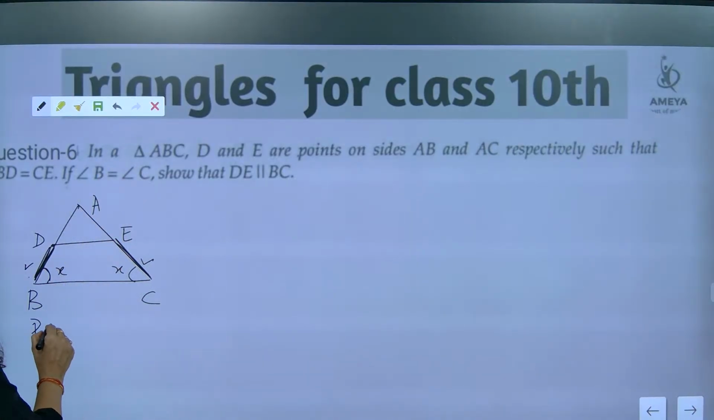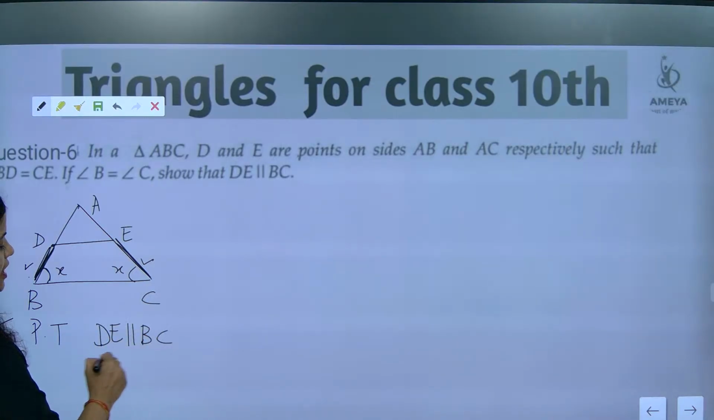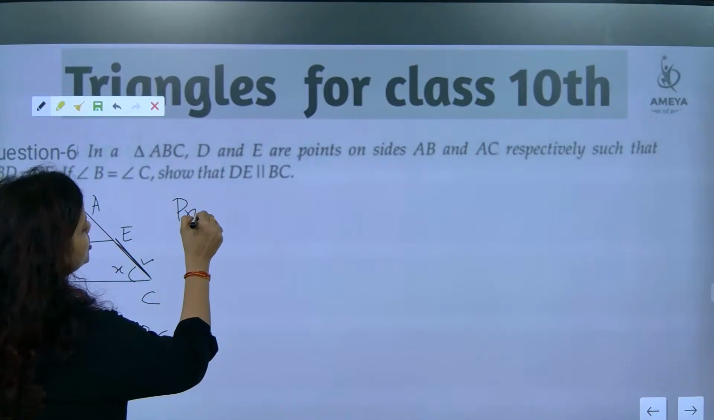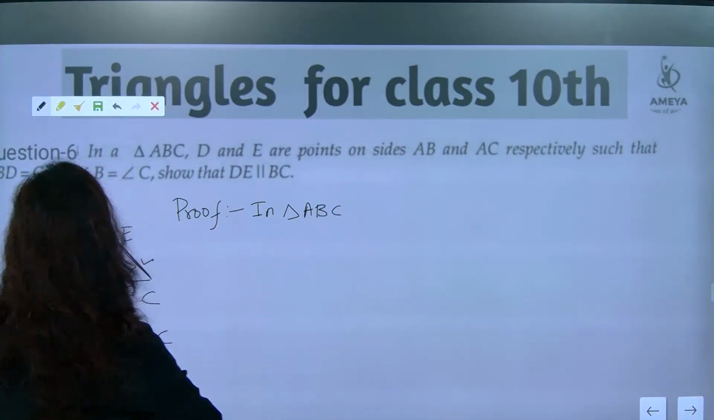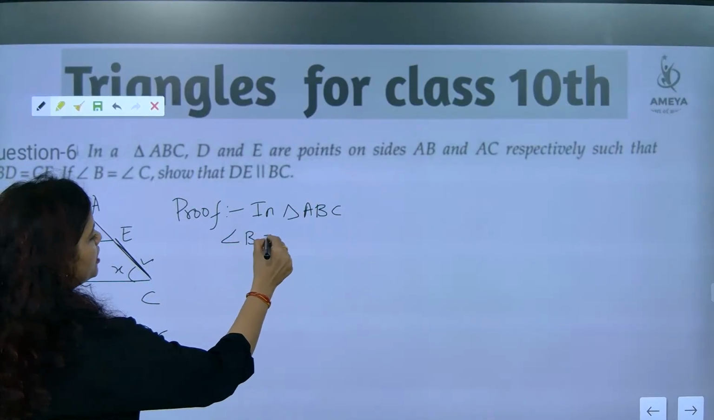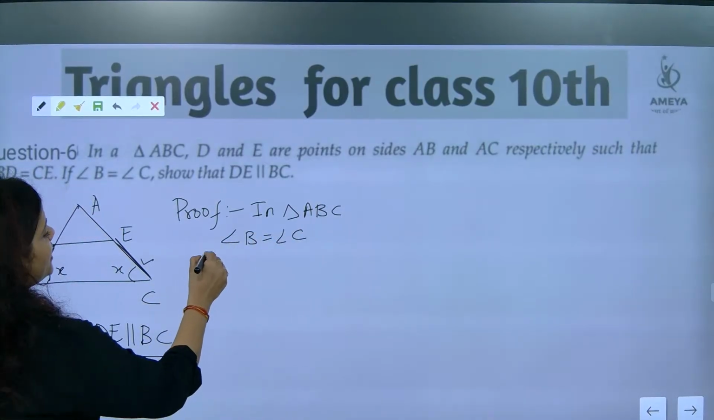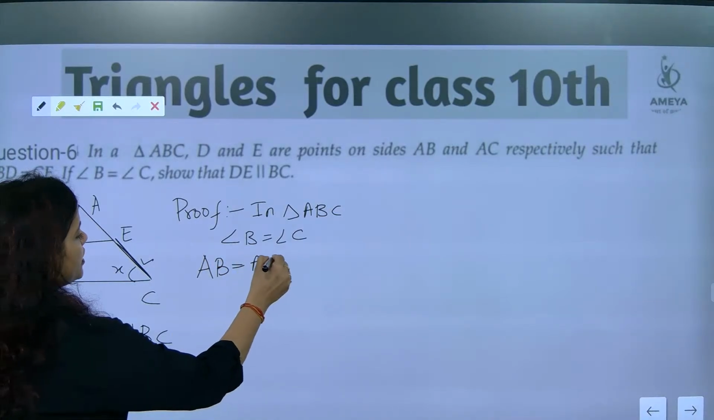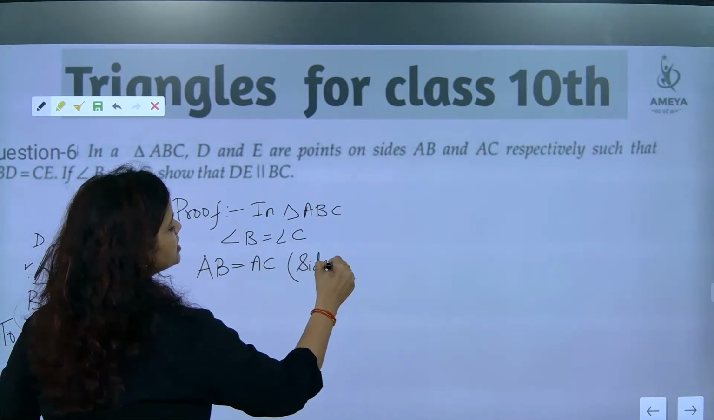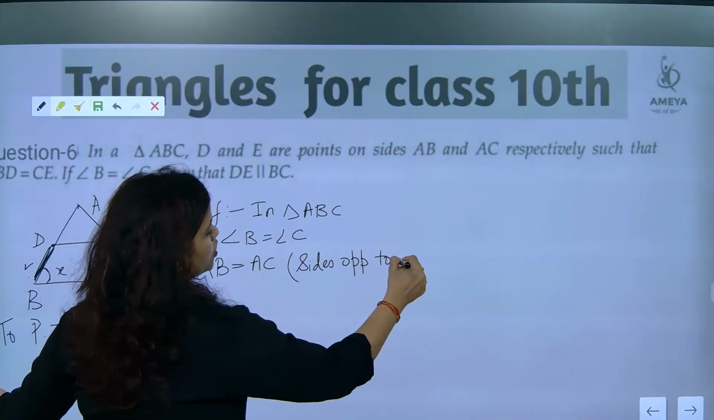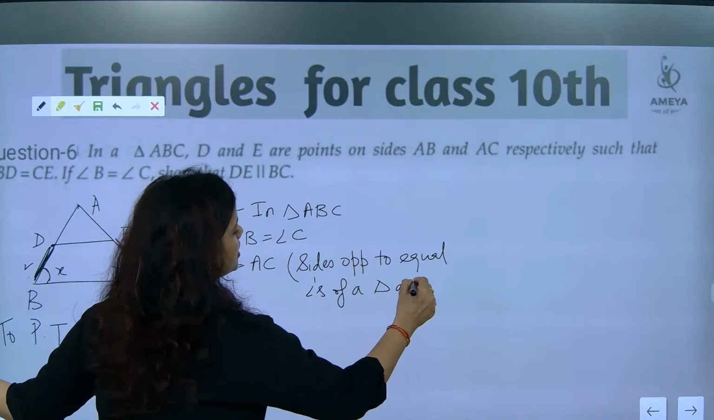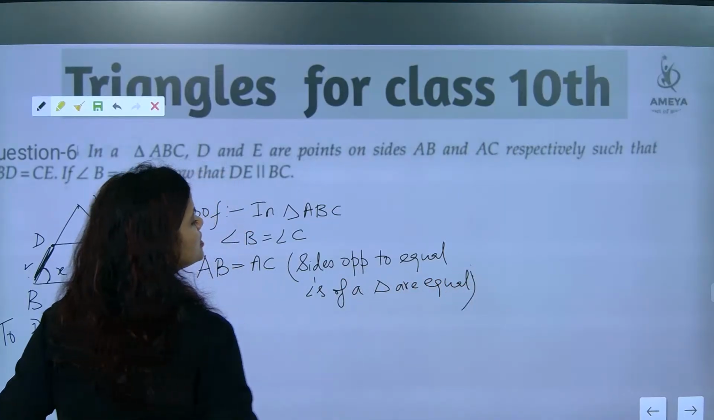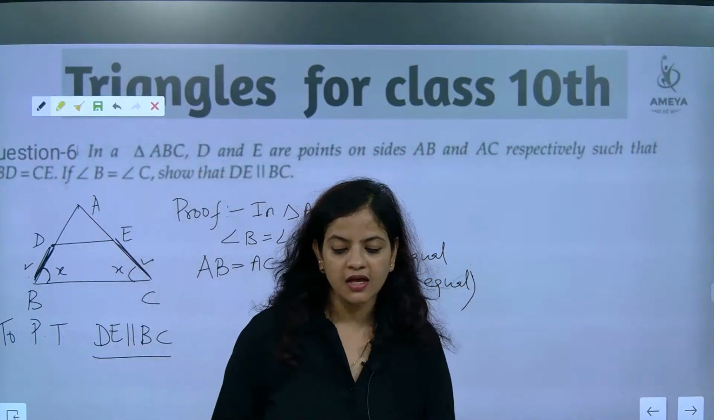Whatever is given, will you be able to write? What we have to prove: DE is parallel to BC. Now we will start the proof. In triangle ABC, what is given? Angle B is equal to angle C. So we can write AB is equal to AC, by sides opposite to equal angles of a triangle are equal. Understood?